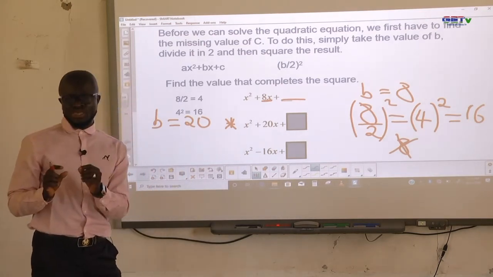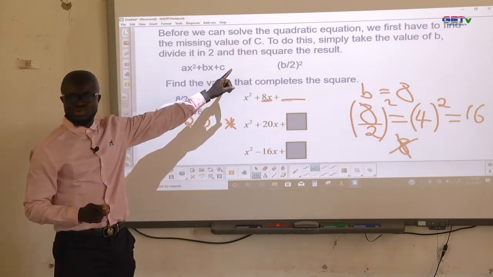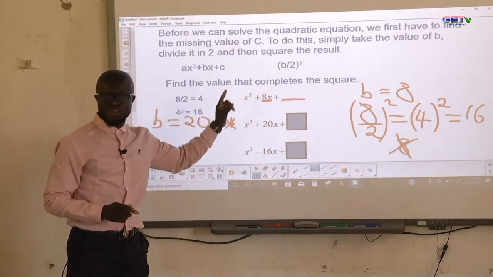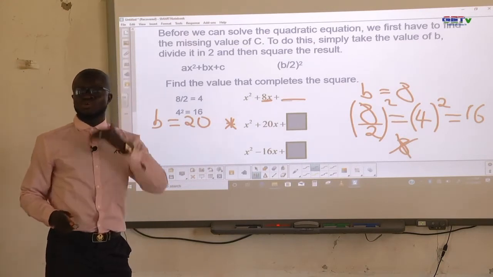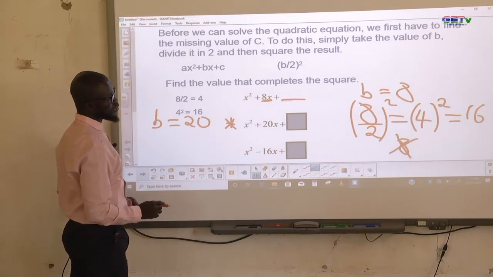What next are we going to do with the value of b? The value of b is supposed to be divided by what? 2, as stated in the rule. Now, dividing this value by 2 will help us move to the next stage. Now, can we divide this number by 2?